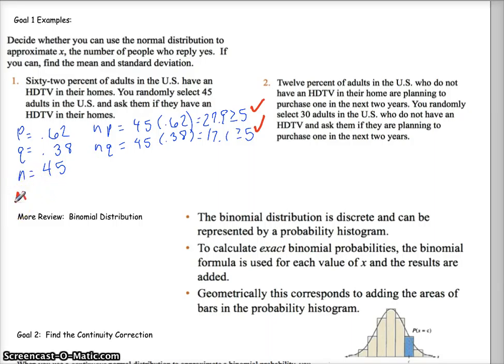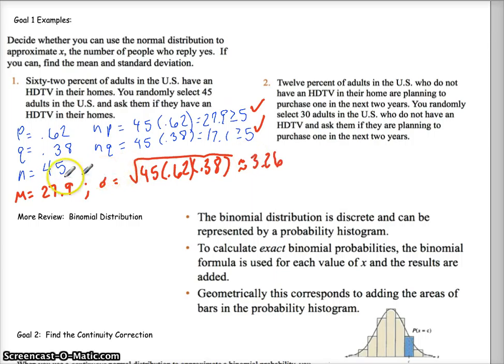So to find the mean, we multiply n times p, which we've already calculated, and the mean is 27.9. And then our standard deviation, we know, is the square root of n times p times q. So our standard deviation is approximately 3.26. So the mean number of people in the US that have an HD TV in their home is 27.9 with a standard deviation of 3.26.